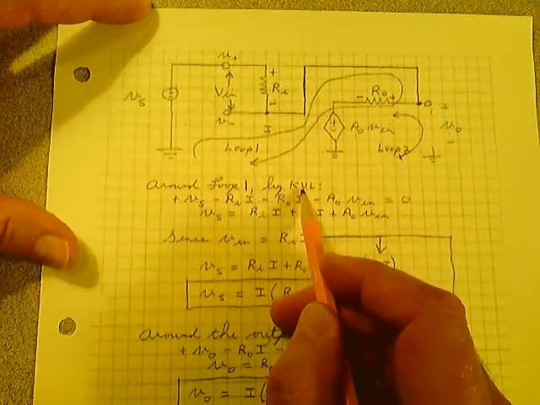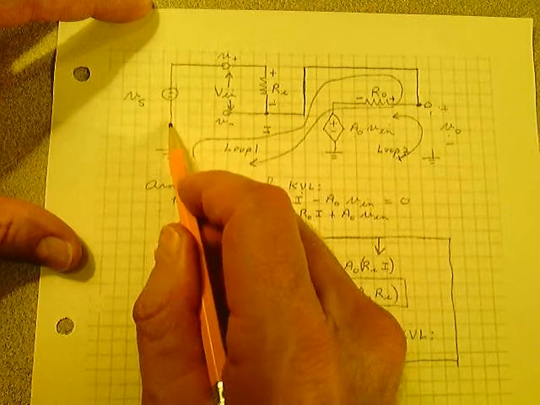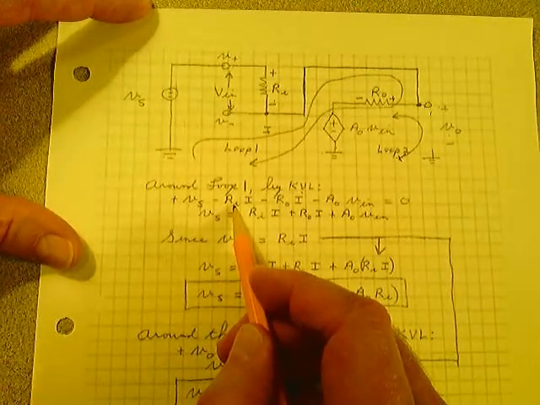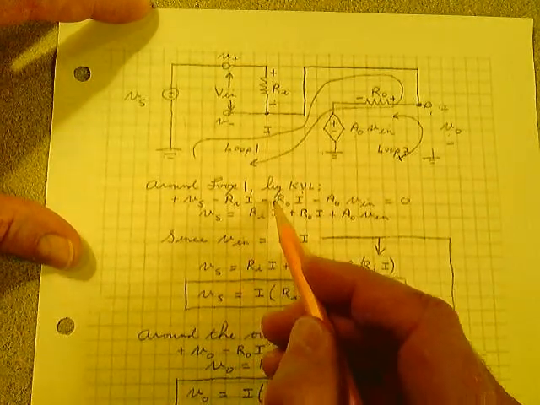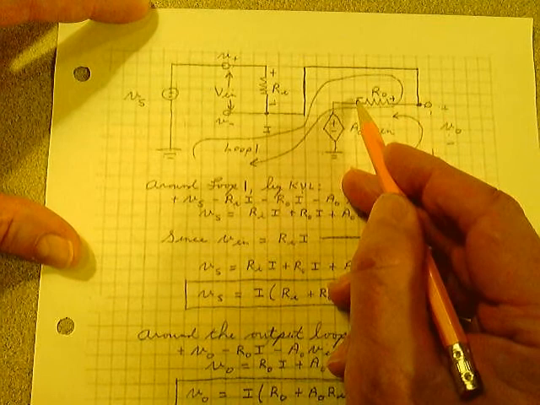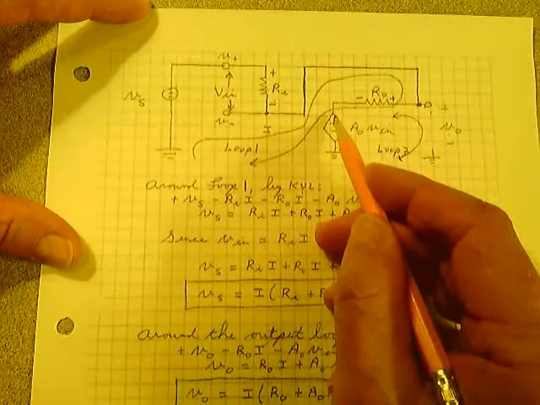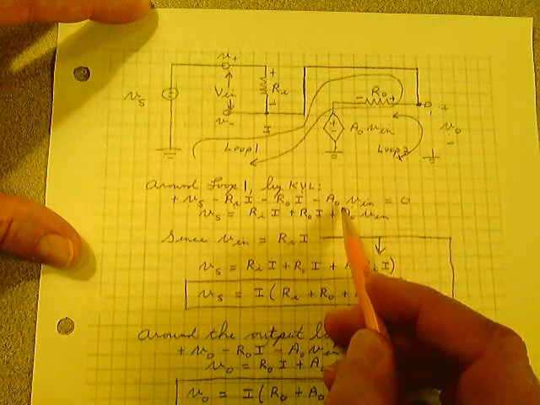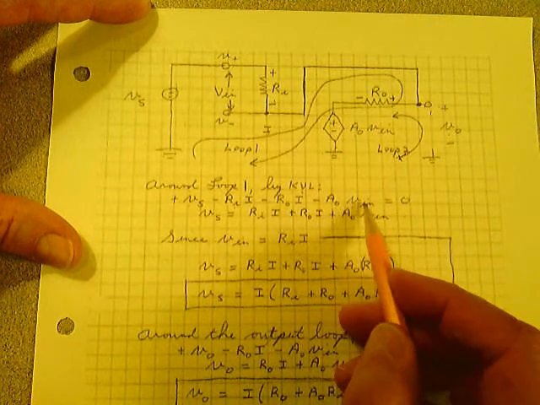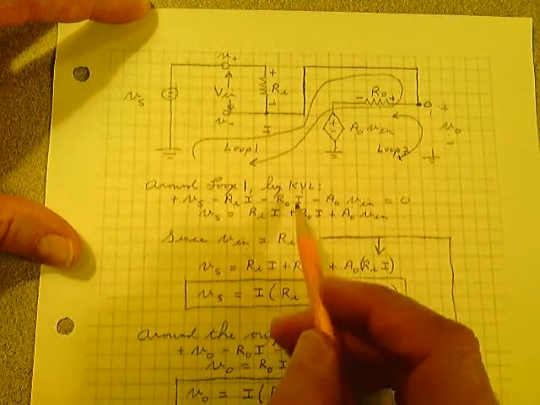Around loop 1 by Kirchhoff's voltage law, plus Vs minus Ri. Then you stop and think. What current goes through it? I. Just one current, I. Minus R0. Stop and think. What current? I. Then you have a minus A0 Vn. Well, we know what Vn is equal to. We're just going to make the substitution in a minute down here. But we clean this up.